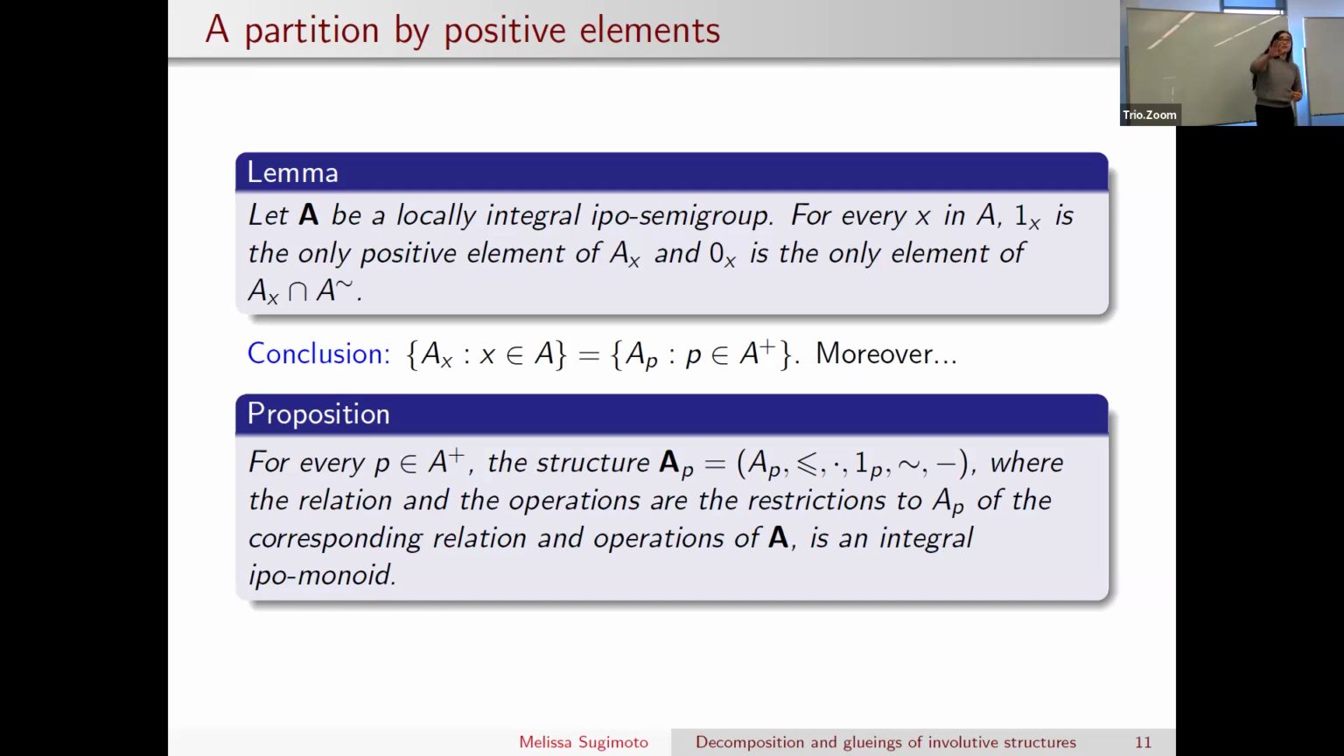So we have a bunch of integral ipo-monoids, as it turns out, which are these A_p, which we define as the set A_p, and then all of the operations and relations just restricted to that subset. These turn out to be integral ipo-monoids. So we can take any locally integral ipo-semigroup, break it down via this equivalence relation, and go, okay, all of the pieces are integral ipo-monoids.